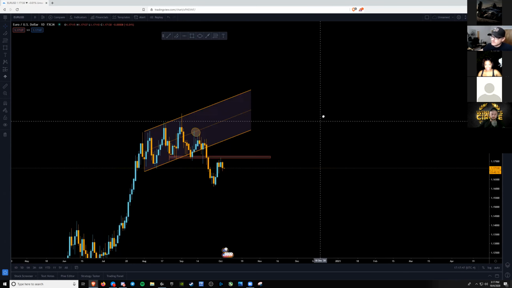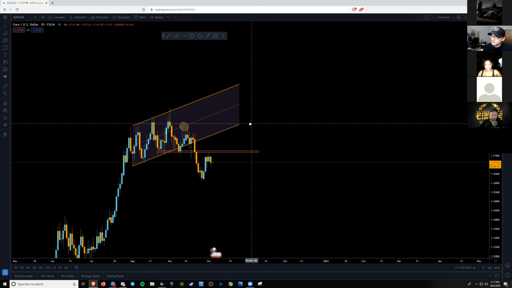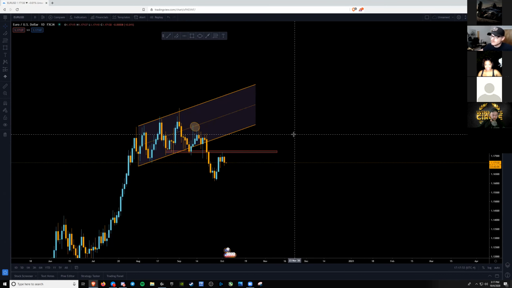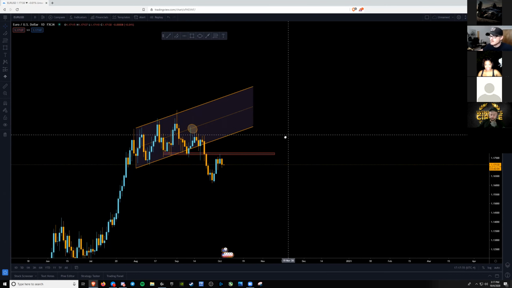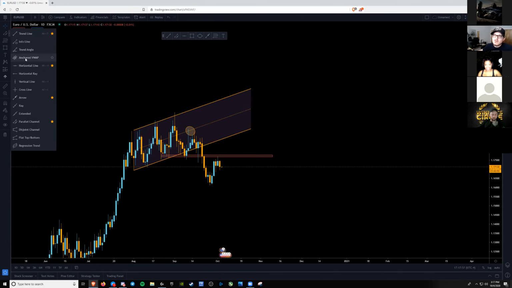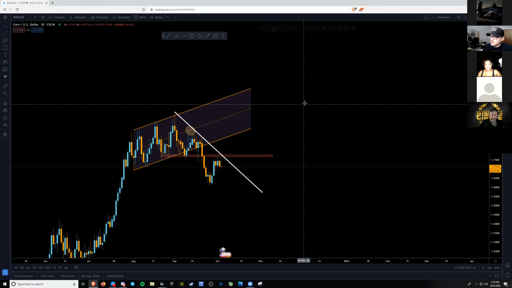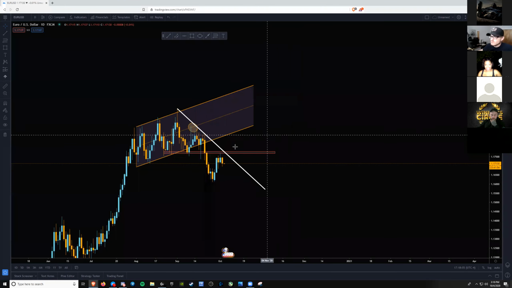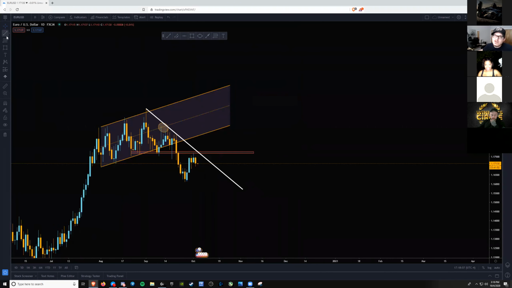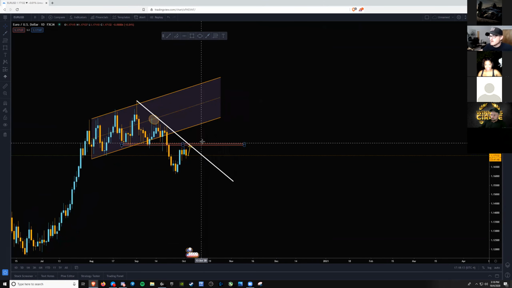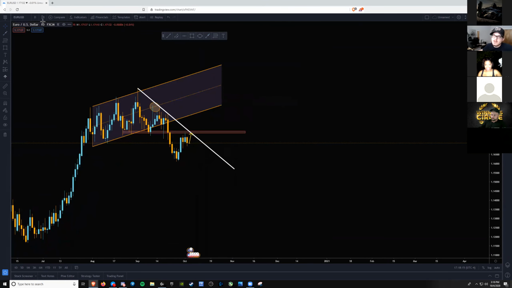I think that there's a strong possibility this is going to come up and hit this level one more time. We'll take a closer look at the market structure that we've got on lower time frames to get a better idea. But on a higher time frame, something like this is probably pretty likely. And then I'm going to be looking for a lower low on daily.